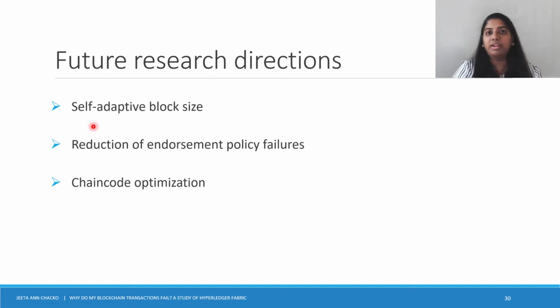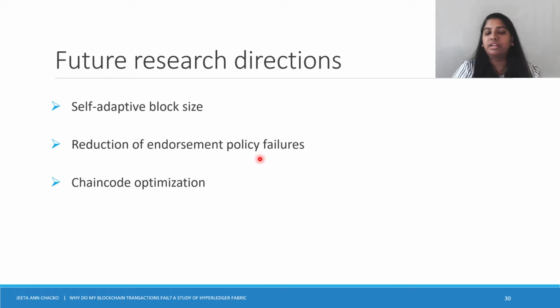So based on our experiments, we also point out some future research directions that could improve the performance of Fabric. One is an adaptive blockchain system that can adapt the block size based on the incoming workload at the time of chain code. The second research direction would be to explore endorsement policy failures because none of the optimization strategies discuss this type of failure.